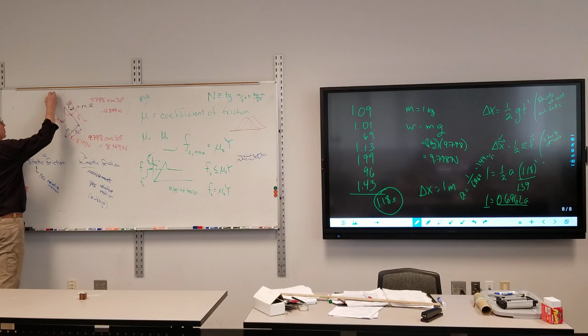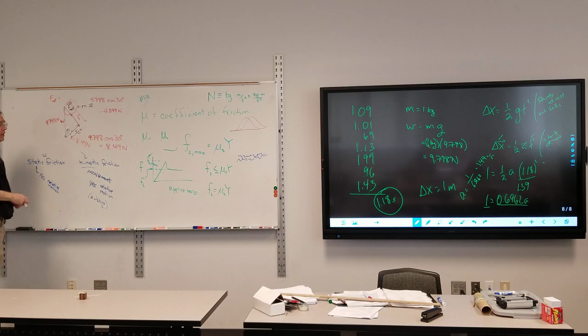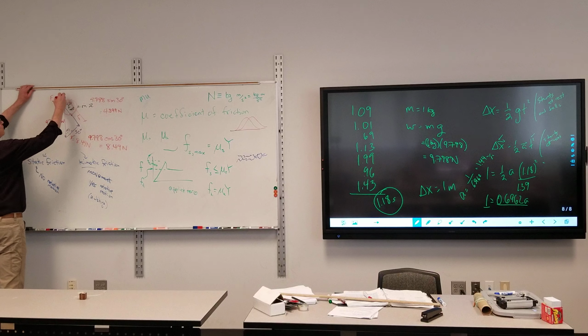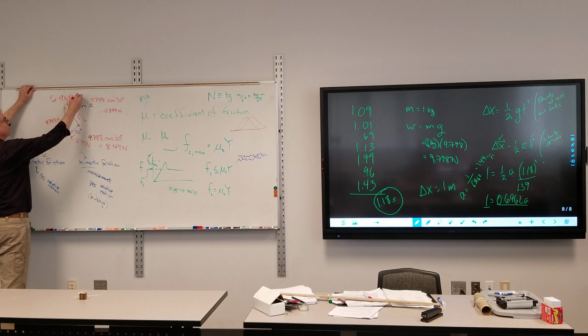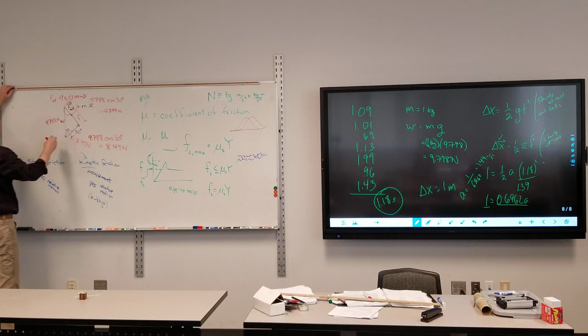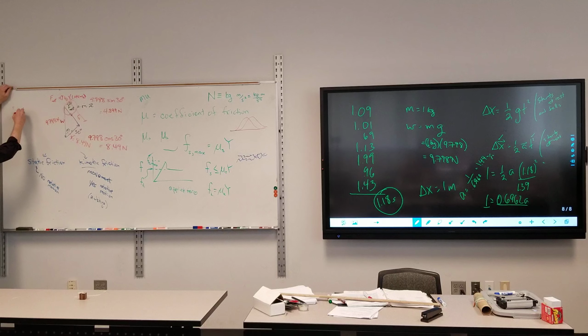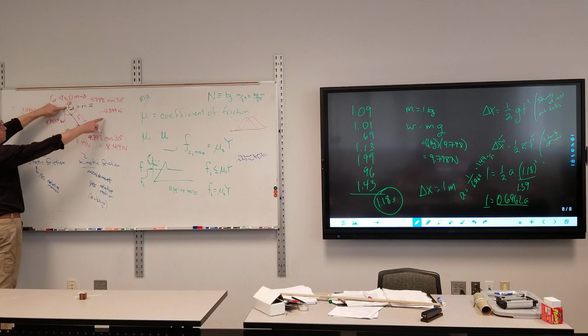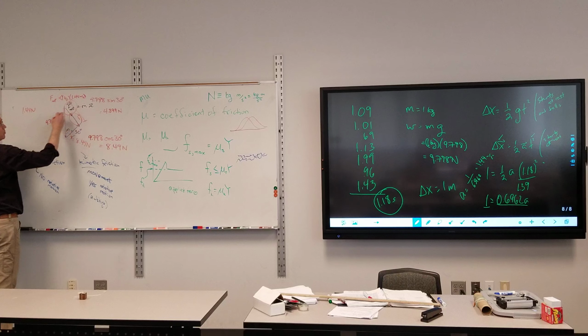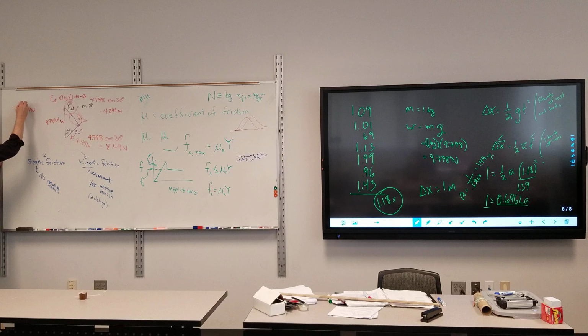So my net force is, just said it, 1.44 is equal to my 1 kilogram mass times 1.44 meters per second squared. So the total net force is 1.44 newtons. This whole side is 4.899 newtons, so just subtract them. And that tells me what the friction is.